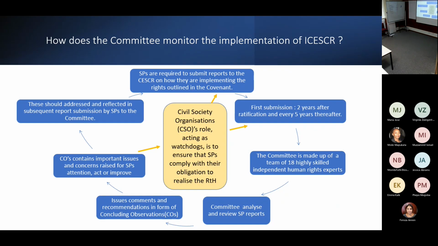These cover any issues to do with human rights in protecting, realizing, and respecting the right to health and other rights covered in the covenant. These should be addressed and reflected in subsequent report submissions by state parties to the committee. So after these concerns are raised, state parties in their next submission are supposed to show how they have addressed these concerns and the actions they were required to improve on.